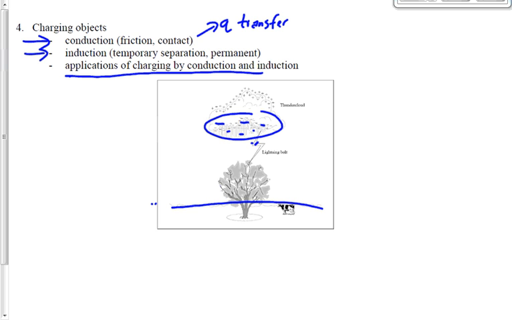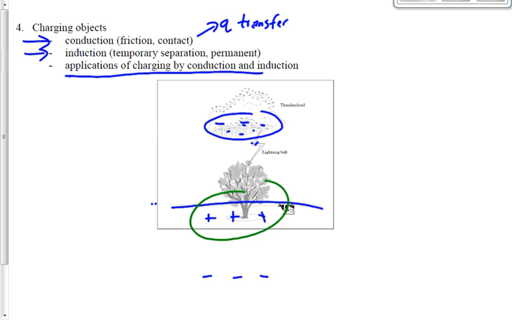The Earth is neutral at the surface, right? What's going to happen to the surface? Good, yeah, it's going to become positive by induction. The electrons get pushed away. They go down here somewhere, and it becomes positive by induction before it strikes. Now, that's charging by induction, right? It's a temporary separation of charge.